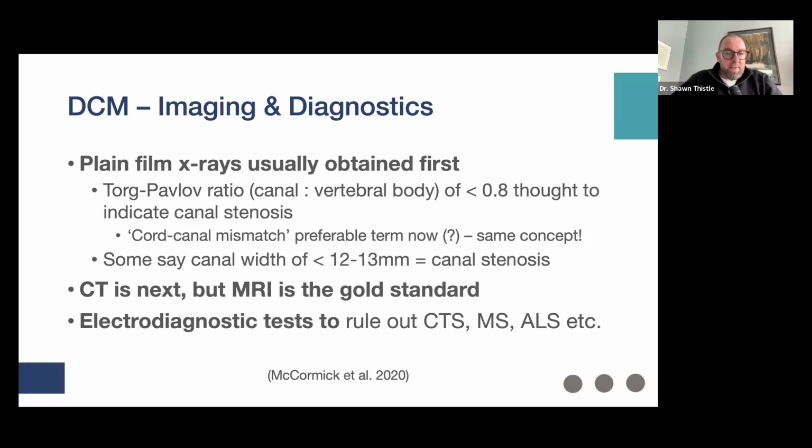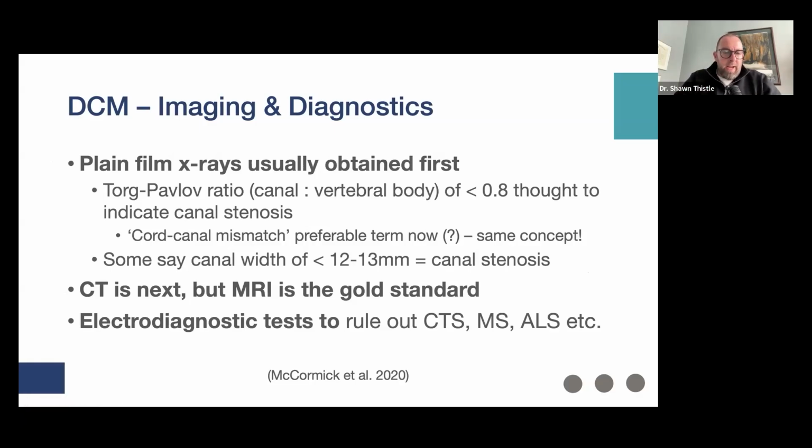What I think is a bit easier, depending on the size of the person, that's kind of the problem with all these things. Some say in the literature that a canal width of 12 to 13 millimeters or less represents canal stenosis. Now, just because someone has canal stenosis does not mean they have DCM, obviously, but we're working towards putting some pieces of the picture together.